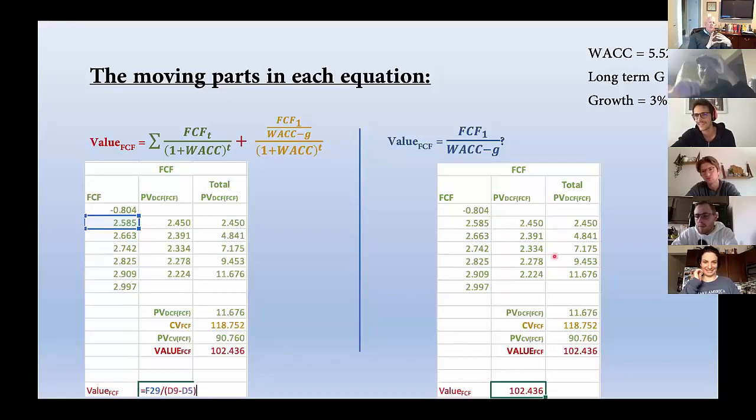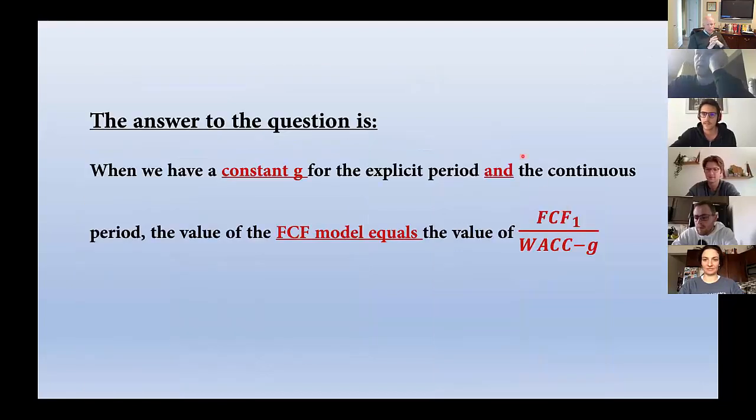So if you were to try to put that in very simple terms, what would be the condition that would cause these two equations to equal the same value? Well, there you go. The equation would be, oh, my question, Rick. To have the constant G for the explicit period and the continuous period perfectly equal, the same. So in that case, it was 3%.